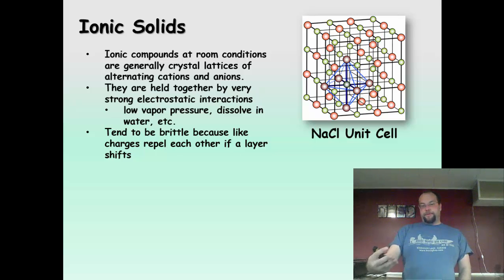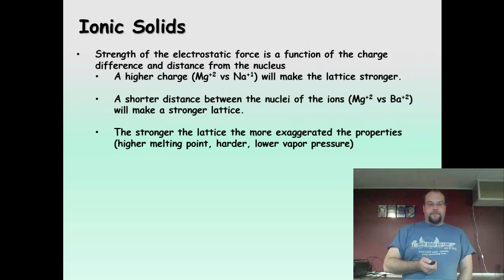They do tend to be brittle because once they shift a little bit, that charge differential is just going to repel them and they're going to break apart. So they don't deform like metals do. Metals deform because they're sharing electrons, and if one moves a little bit, no one cares. Well, these are held together so tightly that if they shift just a little bit, all of a sudden an Li that was next to a Cl, if it shifts, now we have two Li's next to each other and then two Cl's, and then they just break apart. It's almost like a chain reaction.